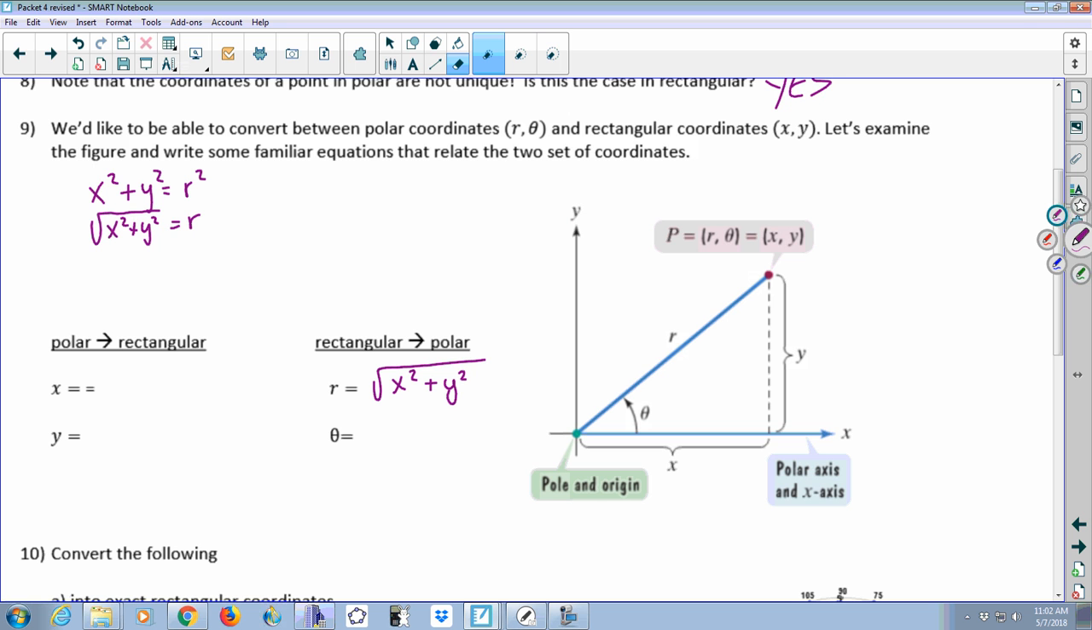Okay, I only got 4 more spots to fill in. I also have a little extra equal sign here, so take that out. All right.